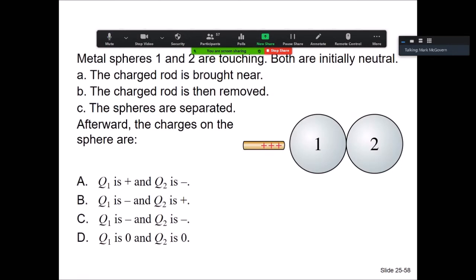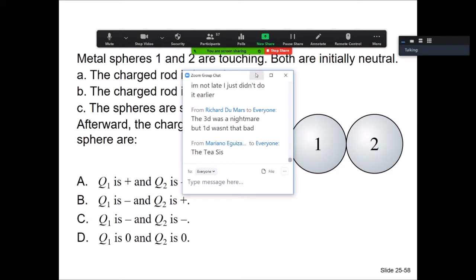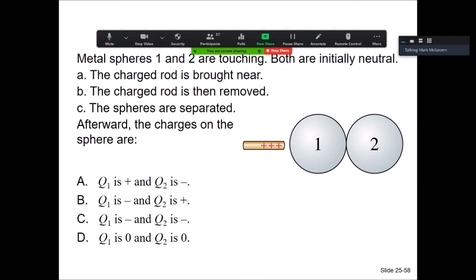All right. Question for you. Metal spheres 1 and 2 are touching. They're both initially neutral. All right. And we got an order of events here. The charged rod is brought near. The charged rod is then removed. The spheres are separated. What are the charge states of the metal spheres? Yeah. So think about that for 30 seconds. Letter in the chat. Let me know what you think.